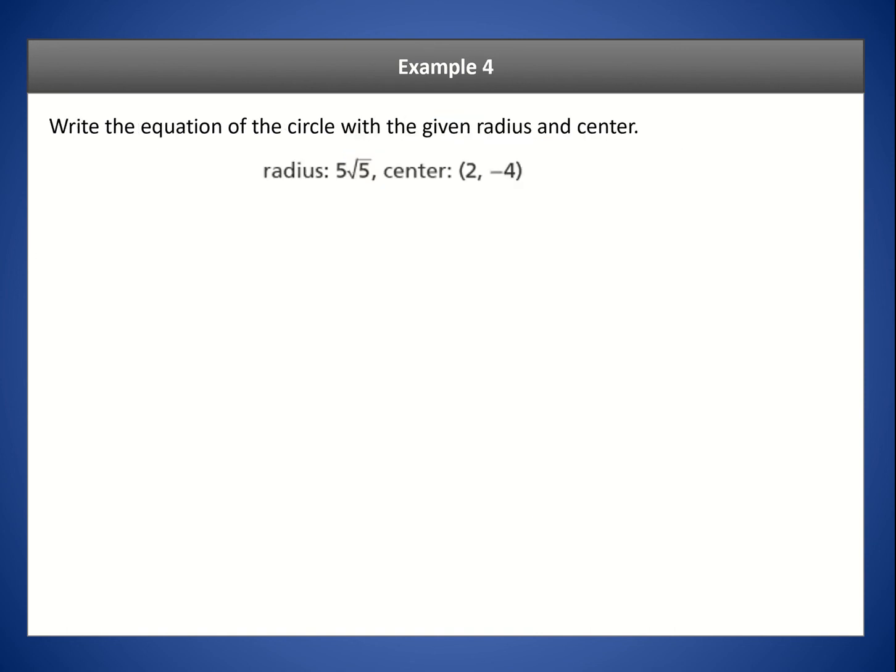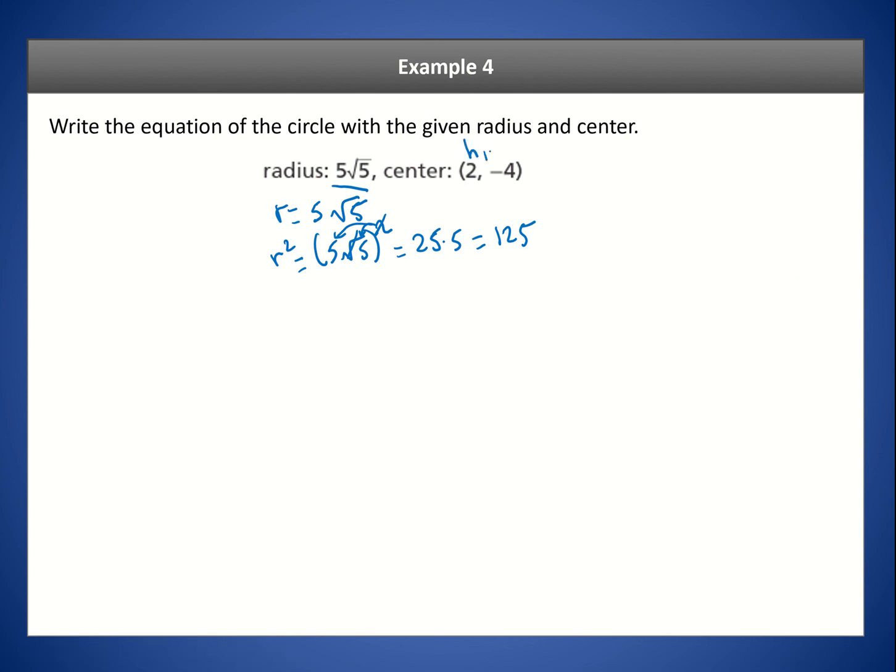All right, so now for example 4, write the equation of the circle with the given radius and center. So we got the radius r is 5 square root of 5. So let's go ahead and do r squared. We got to square this. 5 squared is 25. And then remember, if I distribute the square to the square root, they cancel, leaving me with 5. So 25 times 5 is 125. So r squared is 125.